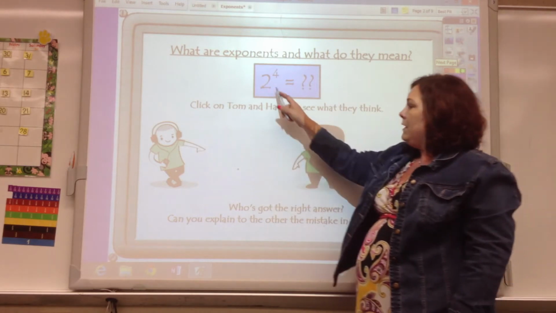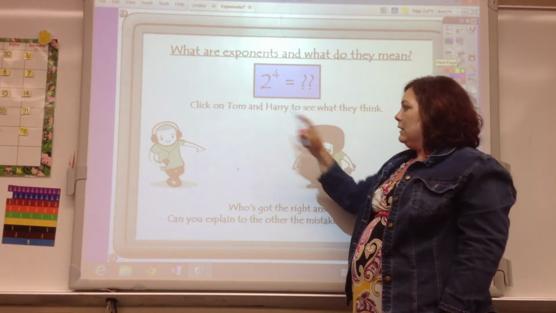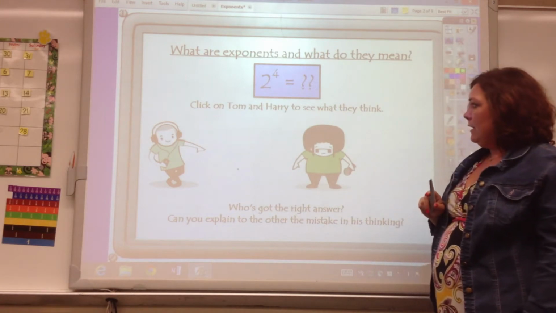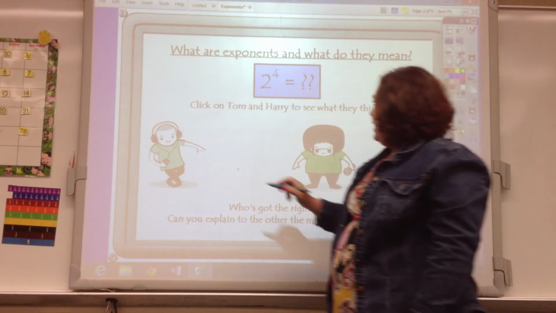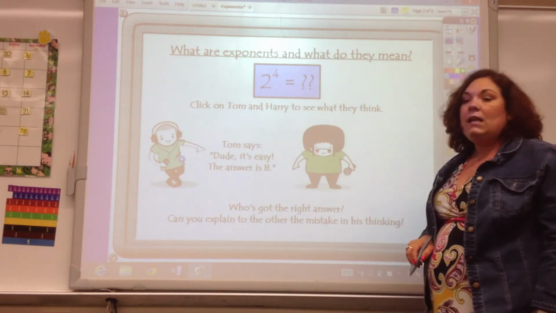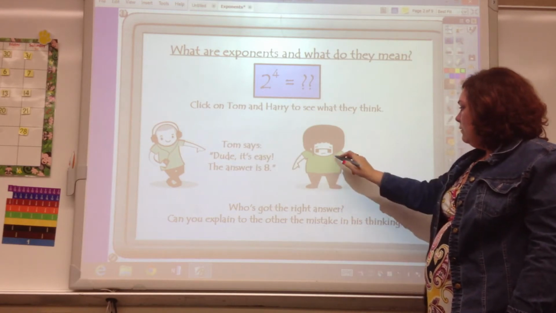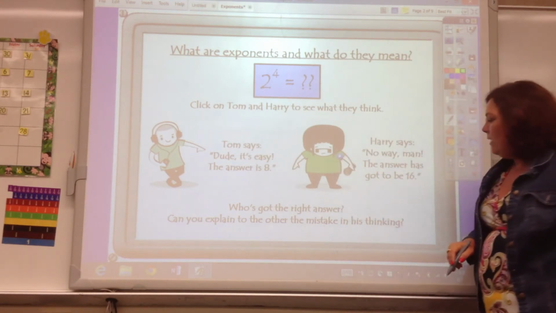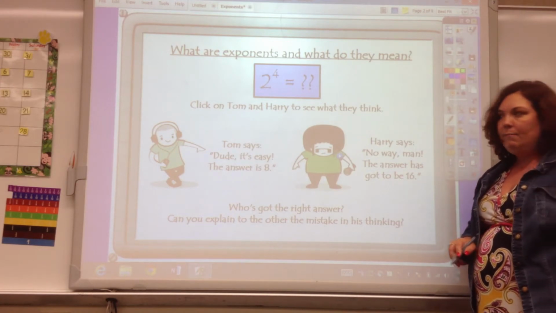So this, you would say 2 to the 4th power, and it says click on Tom and Harry to see what they think. So the question is, what is 2 to the 4th power? Tom says, dude, it's easy, the answer is 8. Now, Harry says, no way, man, the answer has to be 16. Now, how could that be?